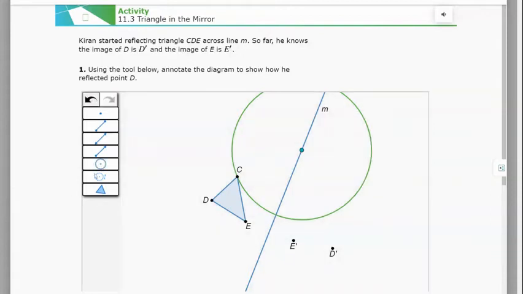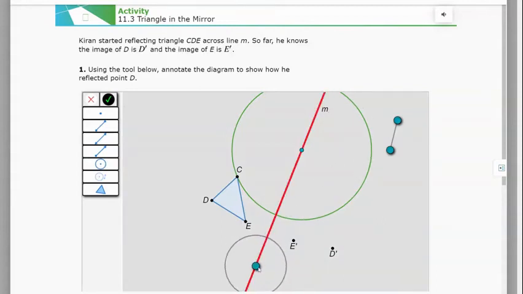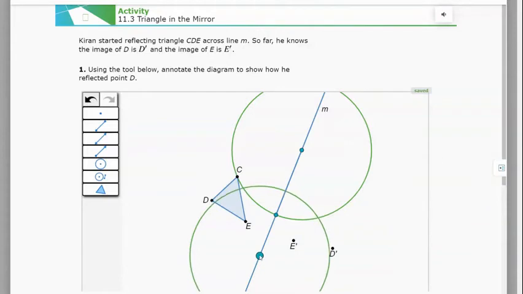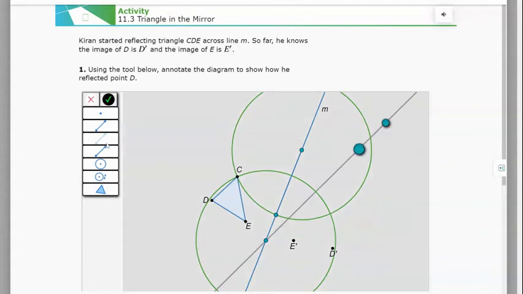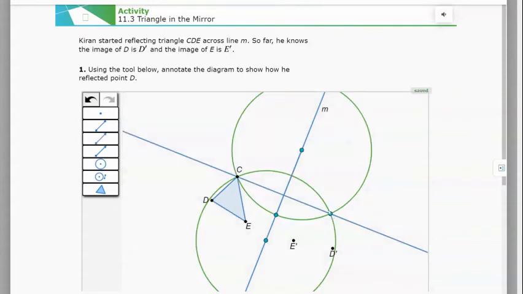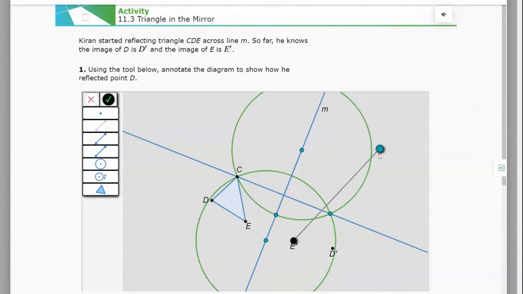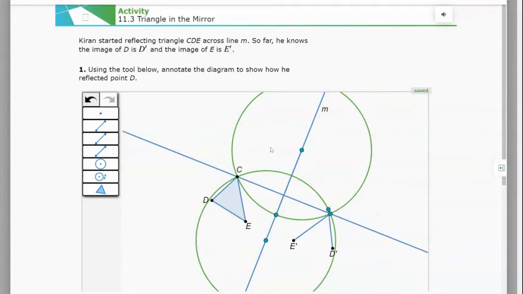Let's not use that one, let's use the compass. We want this circle to have the same radius as the other one, but we need to move from here to here. Do you see it? Let's use our perpendicular bisector. And there you go. C prime would be right there. And if we created our new image, C prime, D prime, E prime, it would look like this.